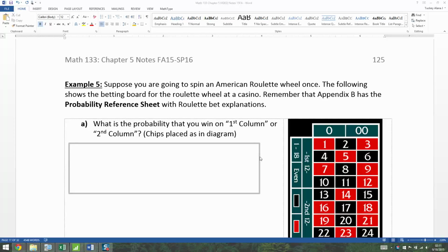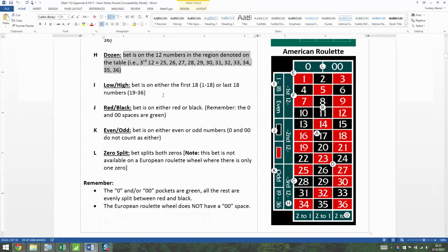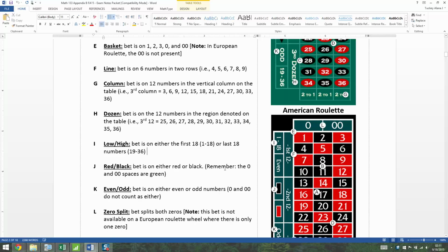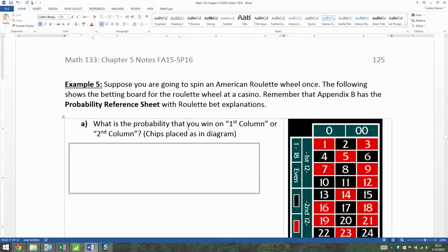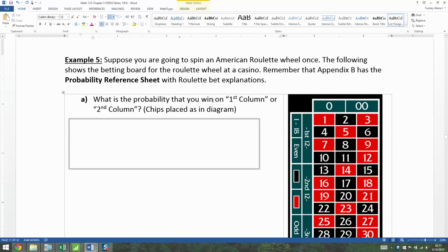Let's apply the addition rule for disjoint events to one more example, and this brings back our roulette examples. So remember that Appendix B has a whole bunch of reference sheets for you about what the different bets are, where the chips would be placed, etc. So we'll refer back to that page in a moment.